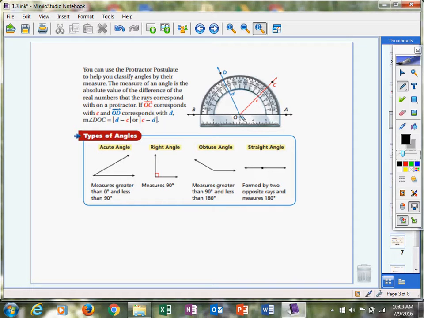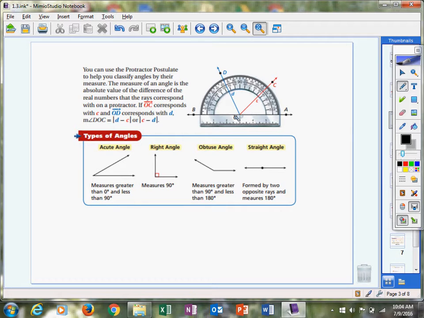If your ray has an endpoint that starts on the left and goes out to the right, like OA, as it's shown here, then you're going to use the bottom row of numbers, and you're going to start here. Here's angle 0. Here's 10, 20, 30, 40. So angle COA or AOC looks to be about 45 degrees. Looks like it's about halfway between 40 and 50. So it looks approximately 45 degrees as far as angle measure.